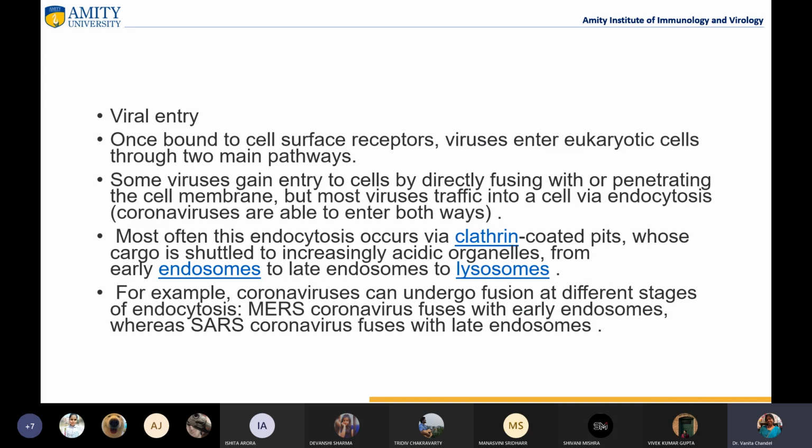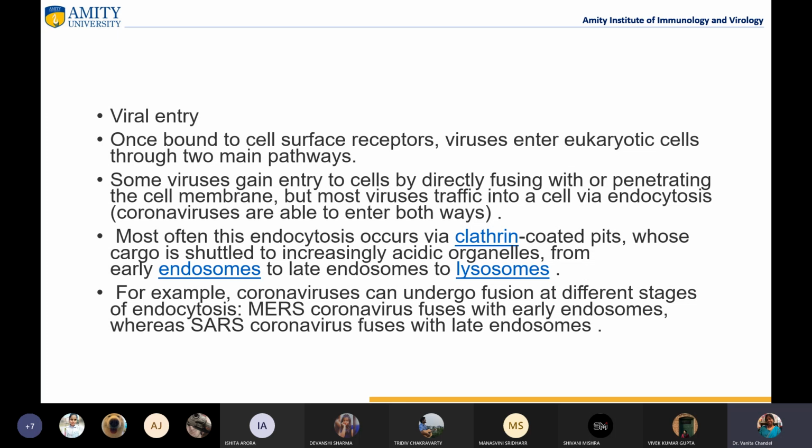The second step is viral entry. Once they are bound to the cell surface receptors, they enter eukaryotic cells, usually through two main pathways. Some viruses gain entry to the cells directly: they fuse with the membrane, or they penetrate the cell membrane. But most viruses traffic into the cell by endocytosis. For example, coronaviruses also move this way.